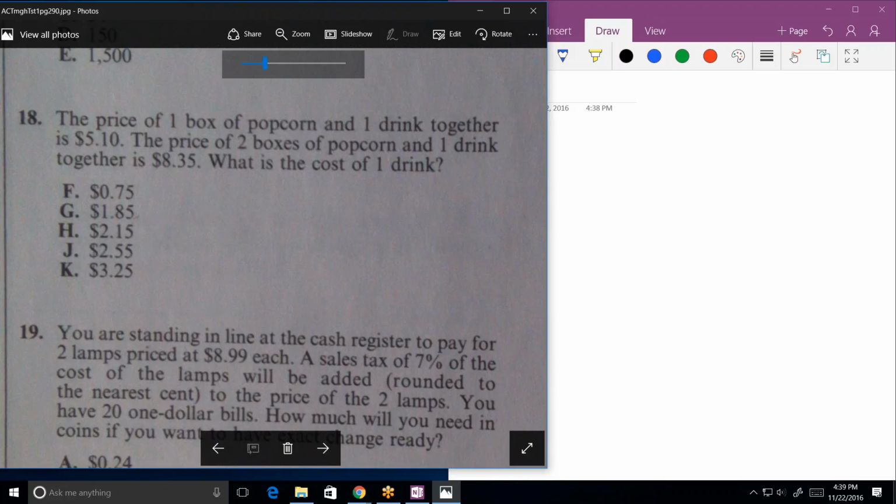Good. Very good. I'm pretty sure I could have done that in a quicker way, but. No, not really. You may have chosen the best way possible. In other words, by subtracting these two numbers, you get the price of a box of popcorn. Correct? Yep. Once you know that popcorn is $3.25 and you know that one drink and one popcorn is $5.10, you just subtract $3.25 from $5.10, you have your answer. Yeah.